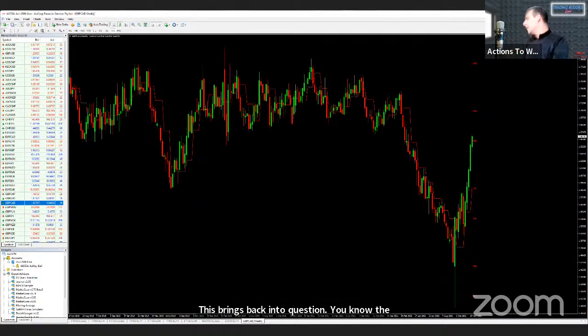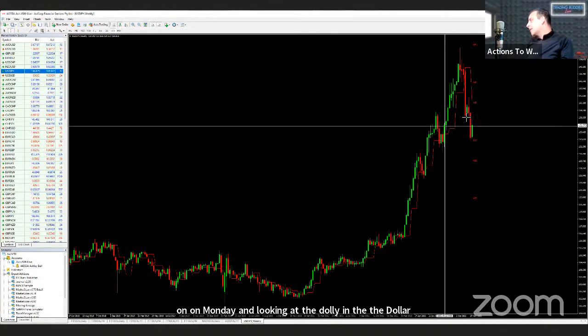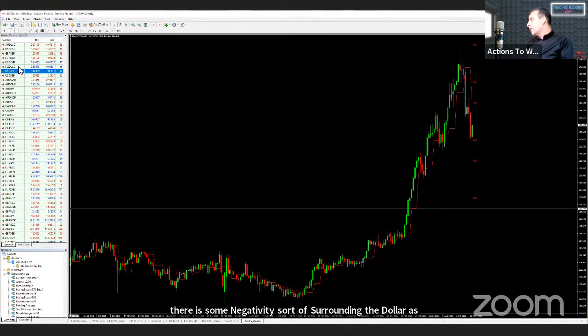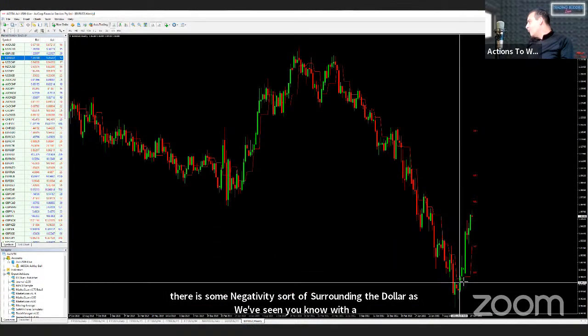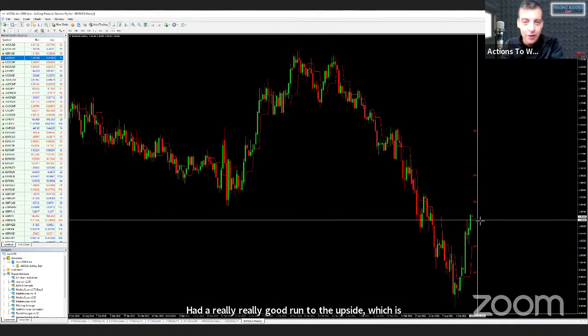I think we were talking about the dollar yen on Monday, and looking at the dollar yen, the dollar has had a little bit of a boost up against the yen, but there is some negativity surrounding the dollar, as we've seen. Looking at the euro dollar, it's had a really good run to the upside, which is probably a little bit overcooked. If you look at the economic figures from Europe, they're awful, really. It's a terrible region for economic activity, as is the UK. But we're seeing these moves because of the potential interest rate situation.